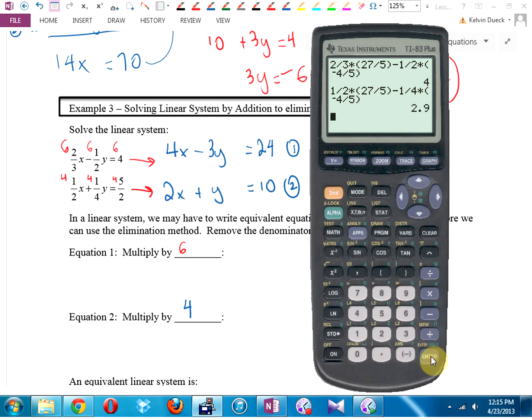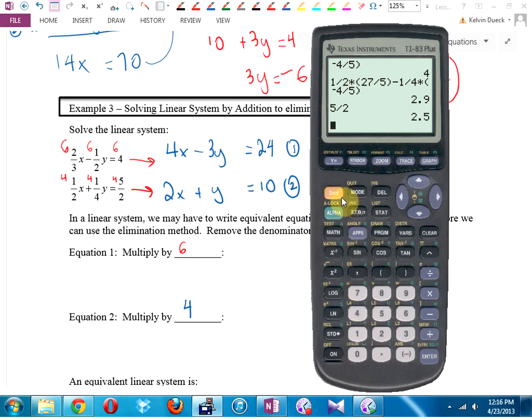Uh-oh. We made a mistake somewhere. You got 5 over 2? Did I type it in wrong? What's x? Is it 27 over 5? Yeah? Because I don't have it on my page. You have it on your page, 27 over 5? And y was negative 4/5?